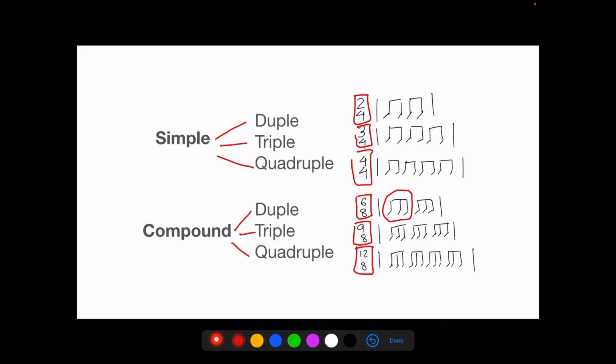But the word compound is going to tell you, hey, each beat is going to be a group of 3 smaller notes, okay? So make sure you pay attention to that. It's very important.